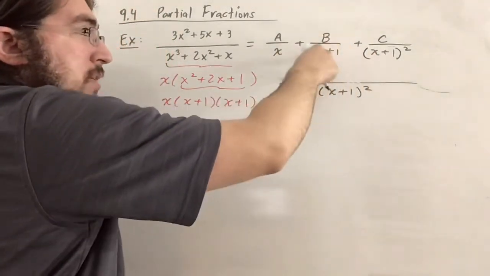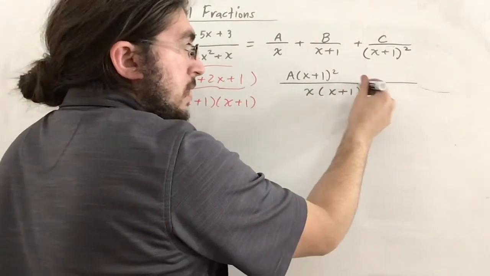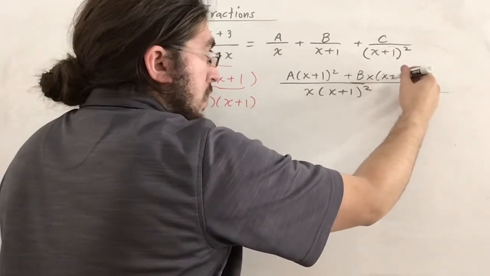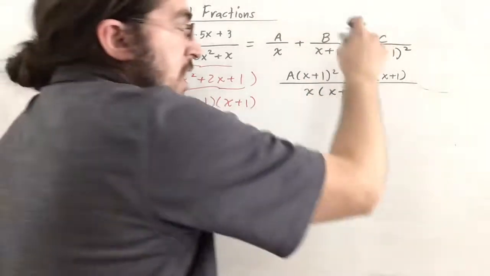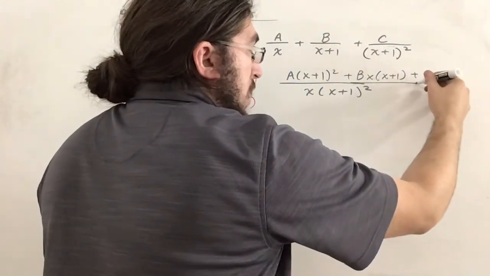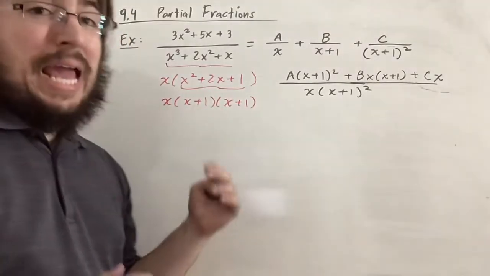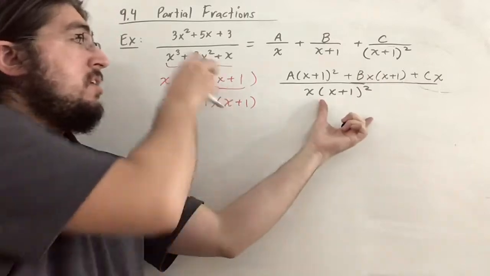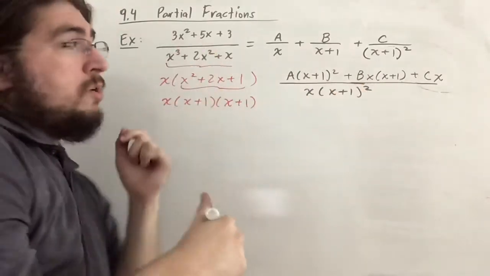Here, this needs an x plus 1, but it also needs an x to make this common denominator. So b is going to get an x and an x plus 1, but only one x plus 1 because it already has one in the denominator. C only needs x in its denominator, so it's cx like that. Great. And what we saw from the previous example is that this new numerator, once we have the denominators matched, which we do now, would be equal to the original numerator.